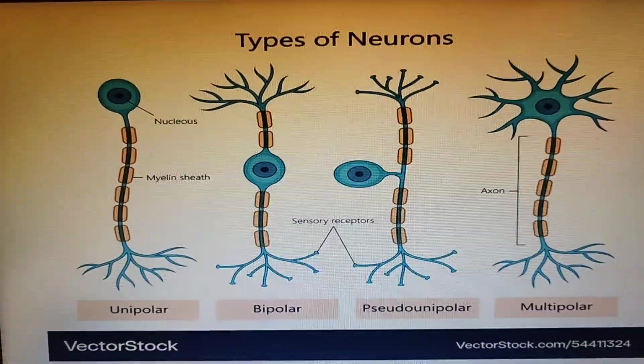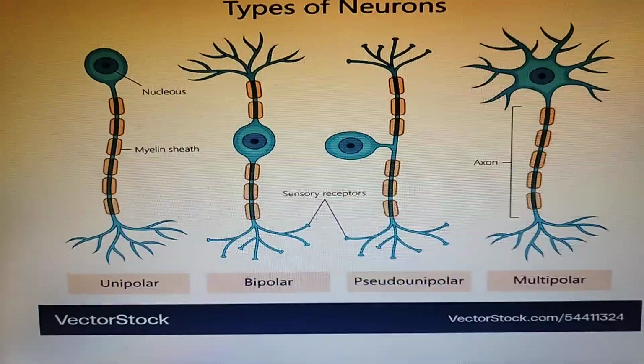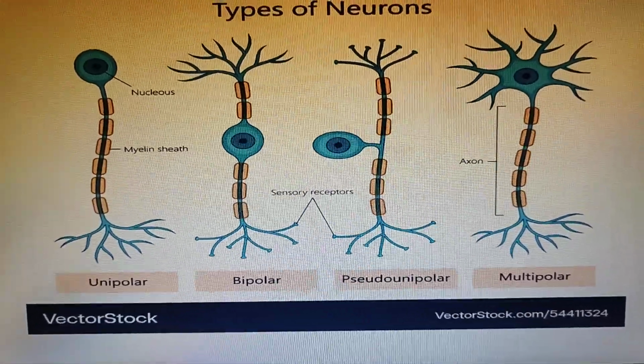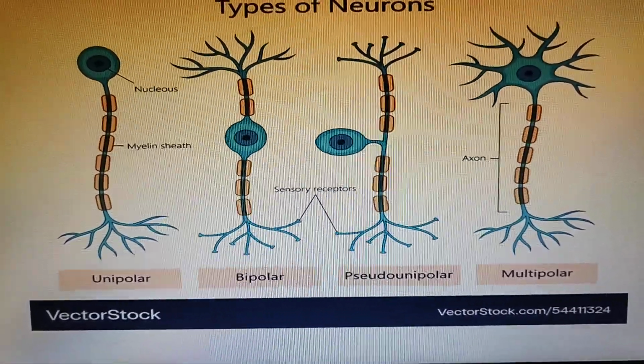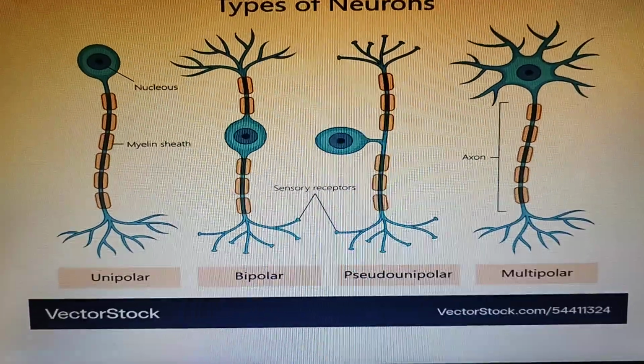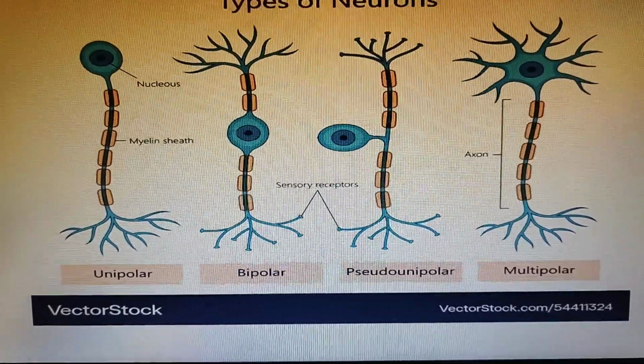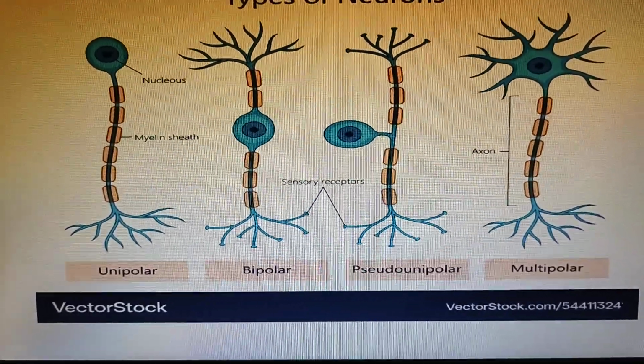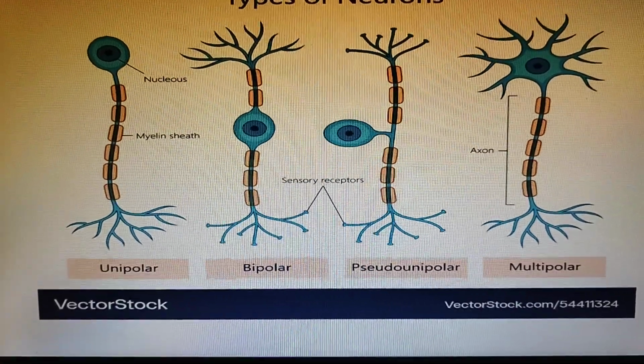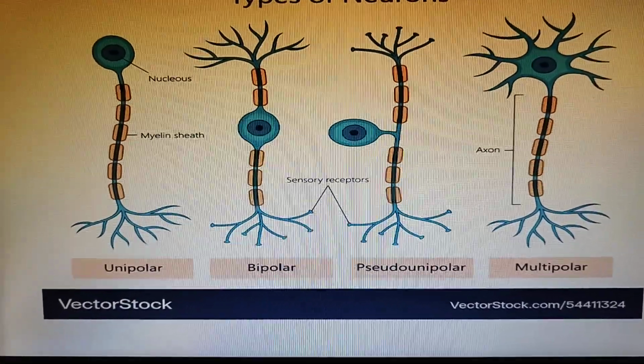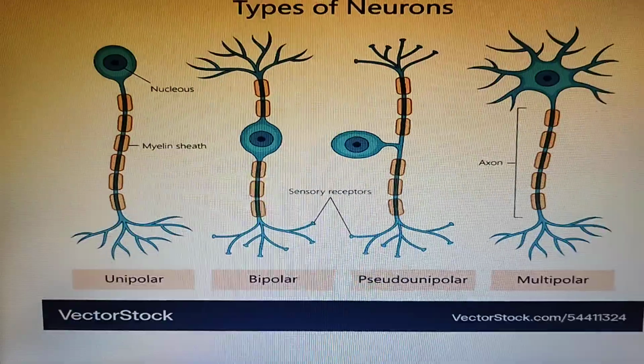So here you can find that neurons can be of different types. They can be unipolar neurons, bipolar neurons and multipolar neurons. Mostly unipolar neurons you can find in the case of sperm cells. Bipolar neurons you can find in our eyes, and multipolar neurons in any organ of the body.